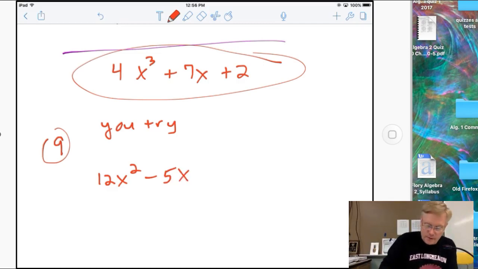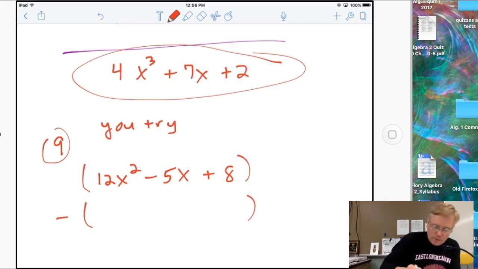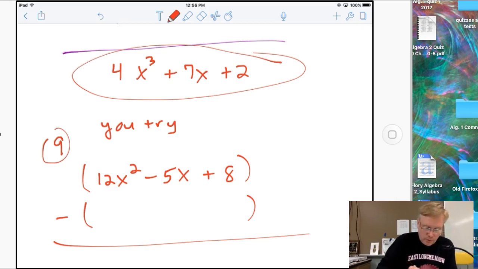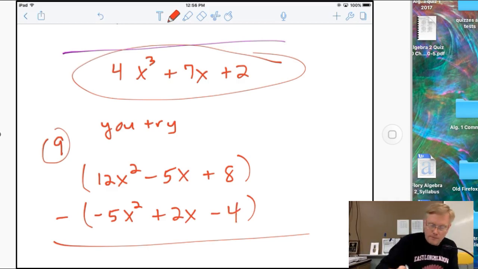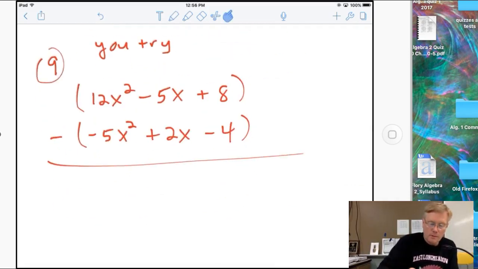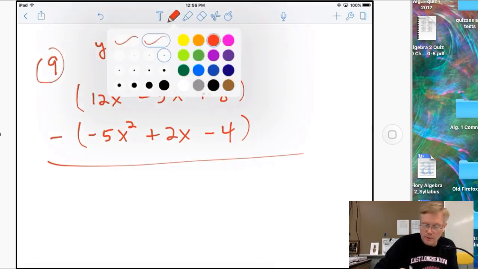12x squared minus 5x plus 8 minus, I already set this up for you in vertical form. And the second one is going to be negative 5x squared plus 2x minus 4. Okay, so you try that one, hit pause and come back.